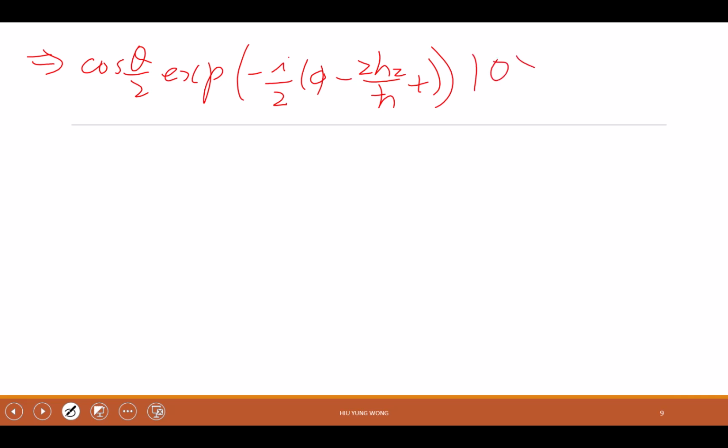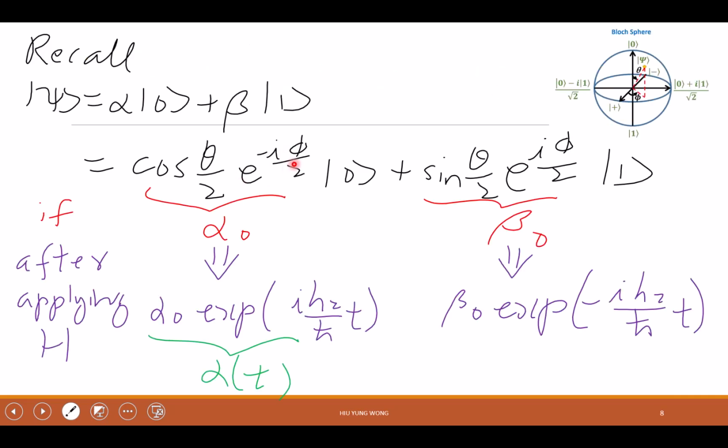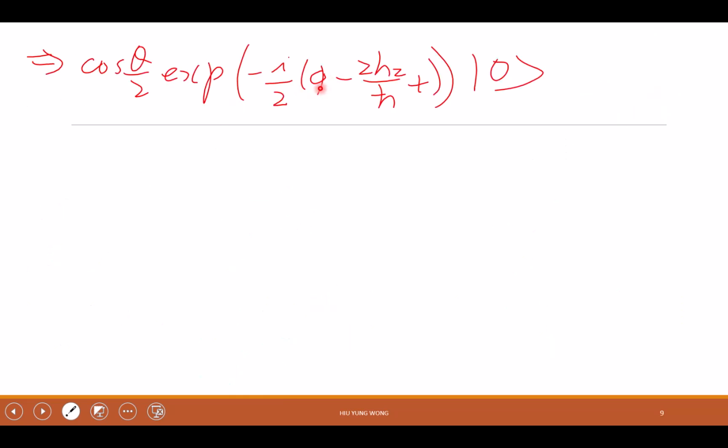For state 0, let's take a look again. Here I had e to the power negative i phi divided by 2. And after applying the Hamiltonian, I added this exponential term. So the cosine term is not changed, but this one I can combine. I take out negative i divided by 2. So then, effectively, the phi becomes negative i divided by 2 times phi minus this term.